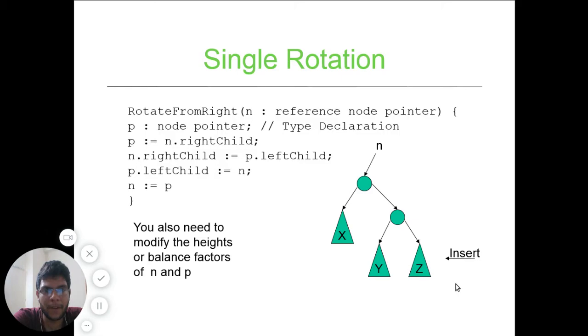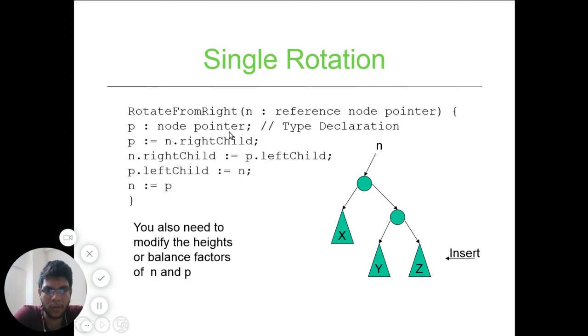So these are just simple implementations of what we discussed right now. Rotate from right receives a pointer. You also need to modify the heights or balance factor of n and p. So this you can do. This is quite simple mathematics and nothing else. It's not computer science, it's mathematics.